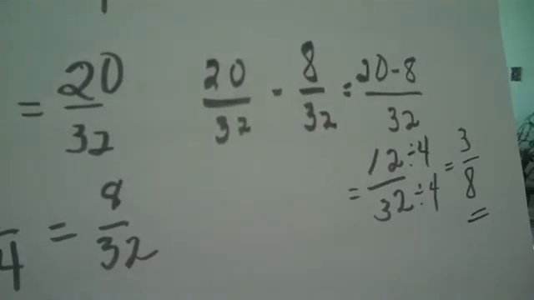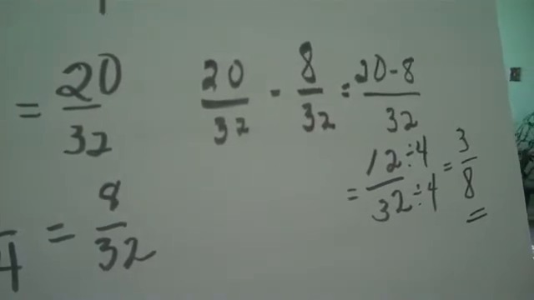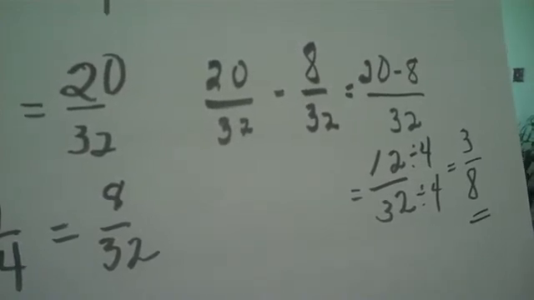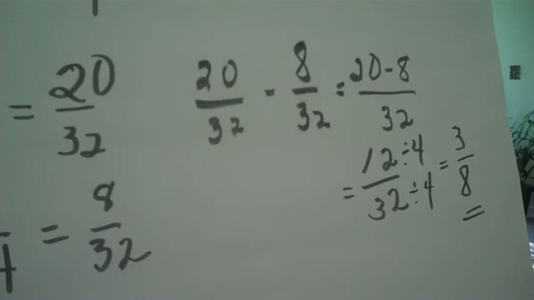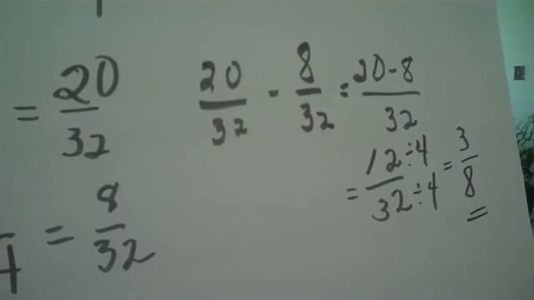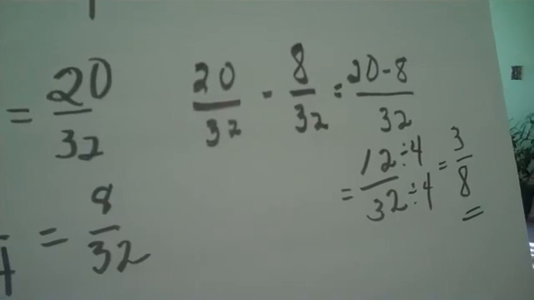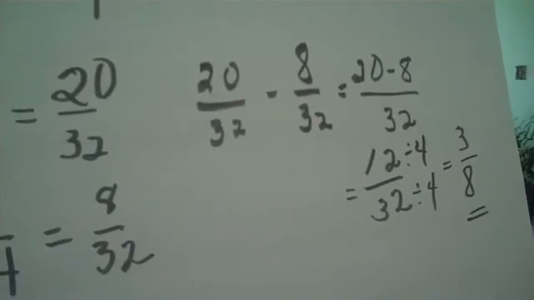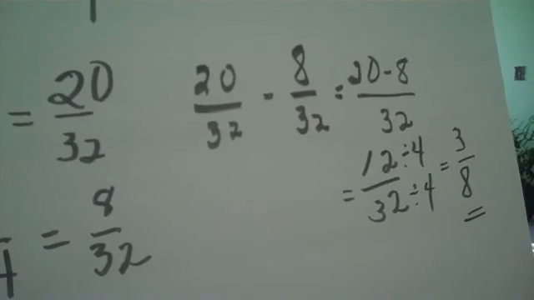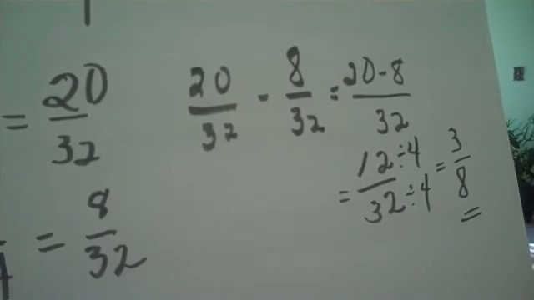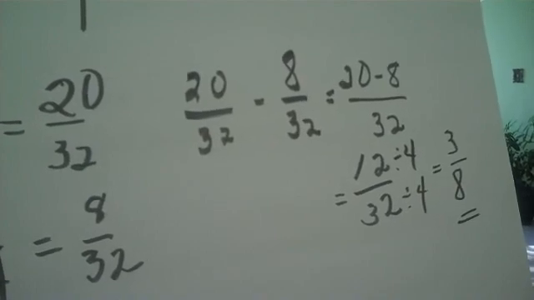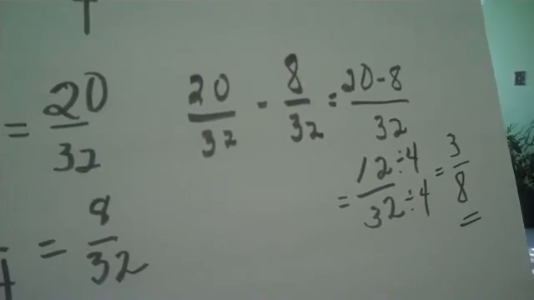20 minus 8 is 12. We put that over our common denominator of 32. But when we looked at that, we said, oops, this can be reduced. There is a number that will divide into both 12 and 32. And that number was 4. So we divided 12 by 4 and 32 by 4, and we got 3/8. So 5/8 minus 1/4 is 3/8.